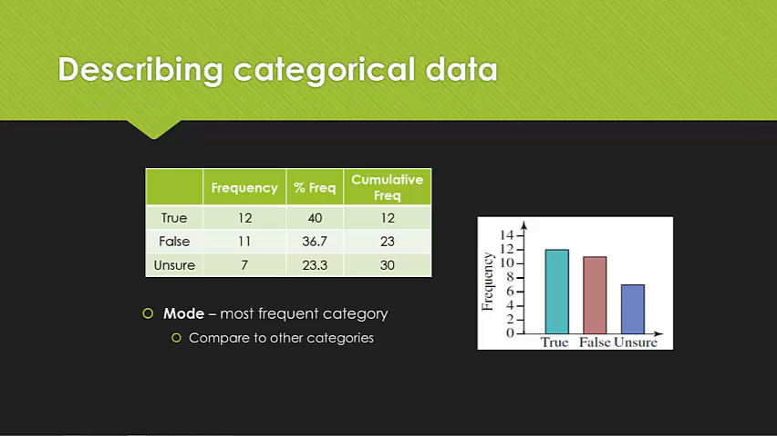On the right there we can see that's now been made into a bar chart. The key thing to note in a bar chart is that the columns don't actually touch. So we can see that they're quite separate categories: true, false and unsure. The key thing we're describing from a bar chart or any categorical data is the mode, the most frequent. So we can see from that particular set of data that the most frequent response was true. And that can be seen from either the bar chart or from the frequency table.